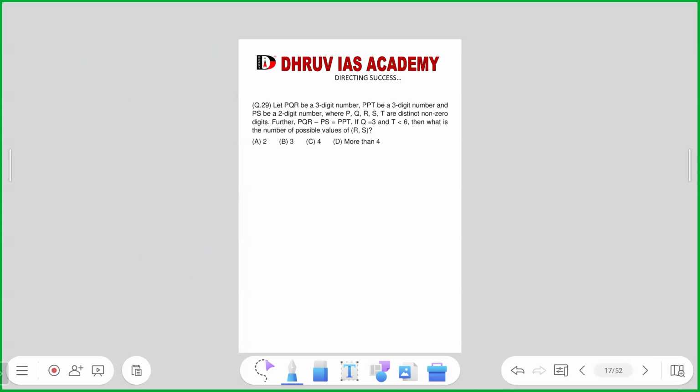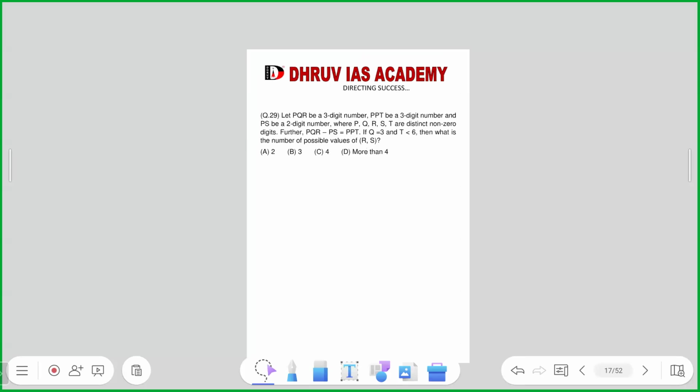Let PQR be a 3-digit number, PPT a 3-digit number and PS a 2-digit number, where P, Q, R, S, T are distinct non-zero digits. Further, PQR minus PS is equal to PPT. If Q is equal to 3 and T is less than 6, then what is the number of possible values of R and S? This is a simple question based on the normal subtraction method, the carry and all those things. We'll see how to go about this.